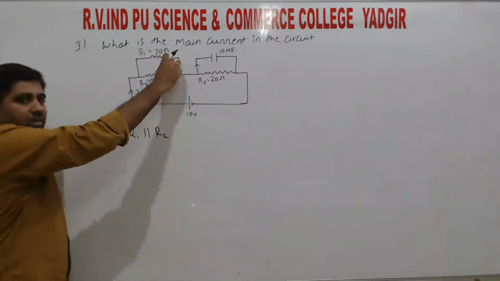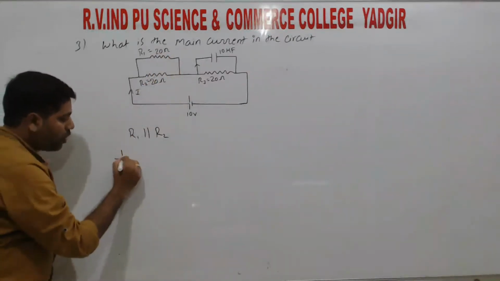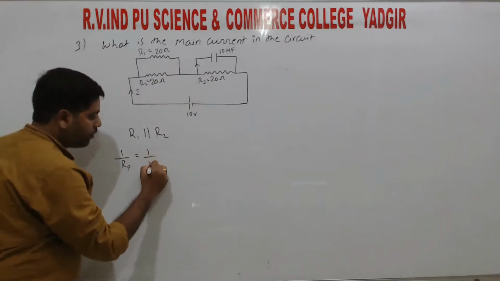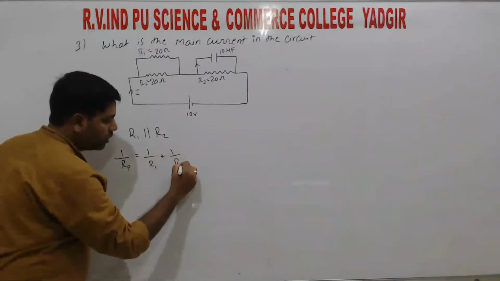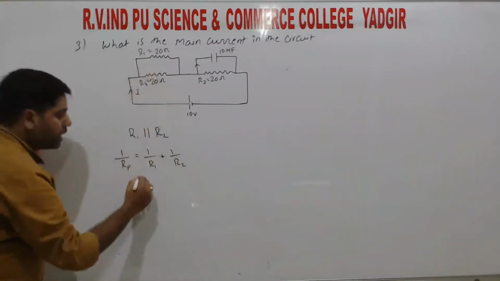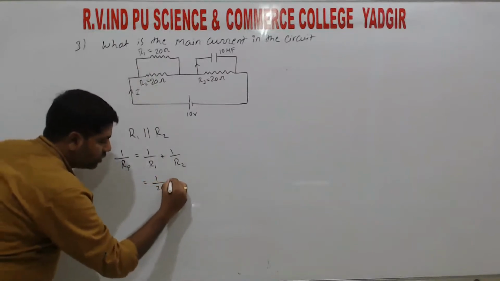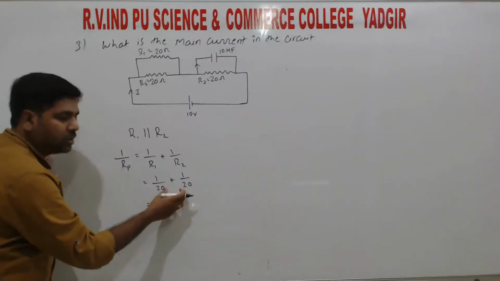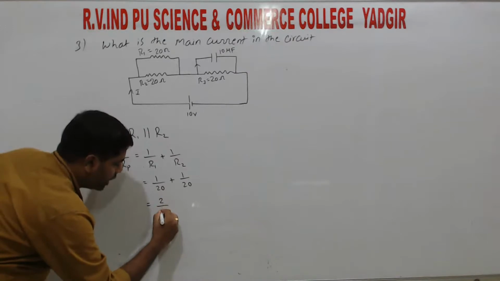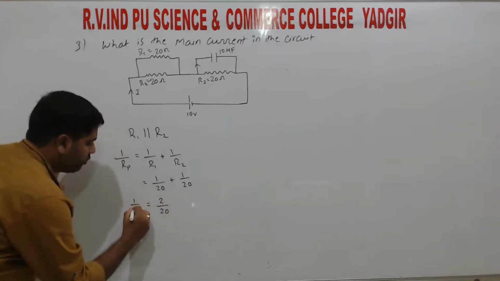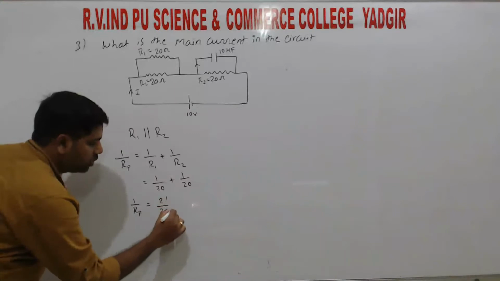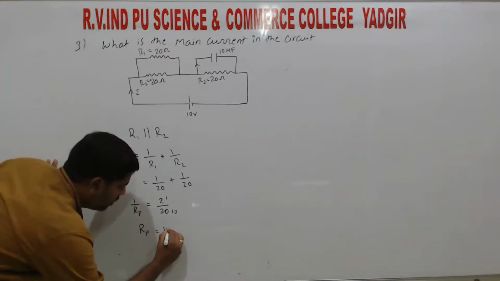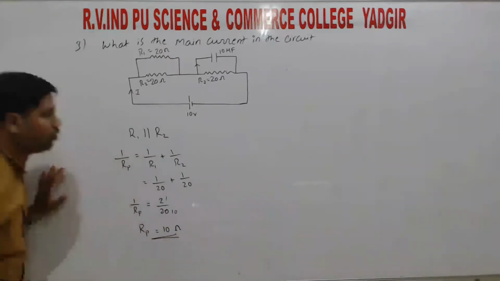For the effective resistance of these two resistances, we have the formula 1 divided by Rp equals 1 by R1 plus 1 by R2. We know the value of resistance R1, so that is 1 by 20 plus 1 by 20. The denominator is the same, so we can directly add: 2 by 20, that is 1 divided by Rp. Two tens are twenty, so the equivalent resistance of the parallel combination is 10 ohm.